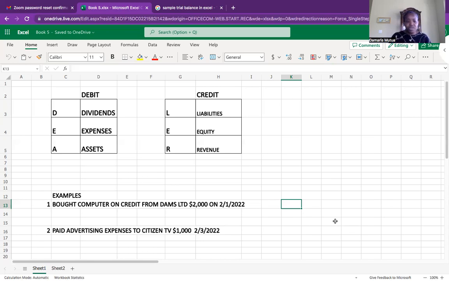So when it comes to my dealer, what do I debit? So other dealer, we have the three accounts that you debit, that is dividends, expenses, and assets. When you pay those accounts, you debit them. Then which accounts do I credit? I credit liabilities, equity, and revenue.